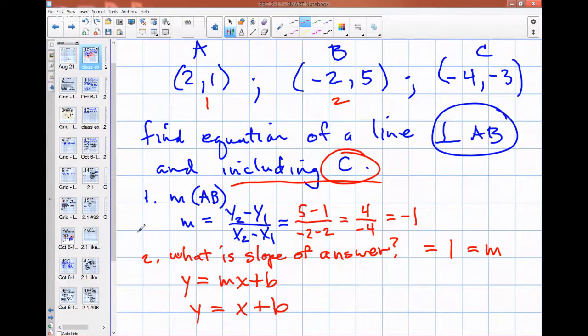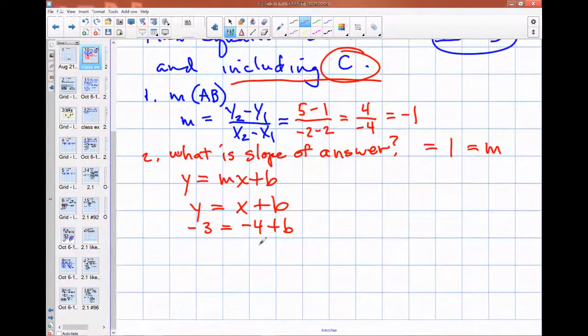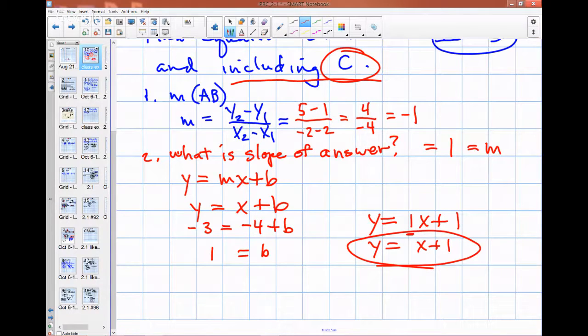All right, so let's plug that in. Y is -3, x is -4. Now I got some space here. So add 4 to both sides. Add 4 to -3, you get 1. So therefore, the equation of our answer must be, I mean, you really don't have to write this first one here, but we just found B is 1. So we have now completed the problem.